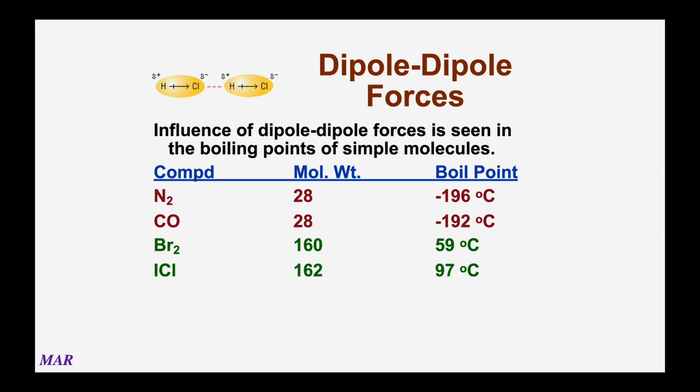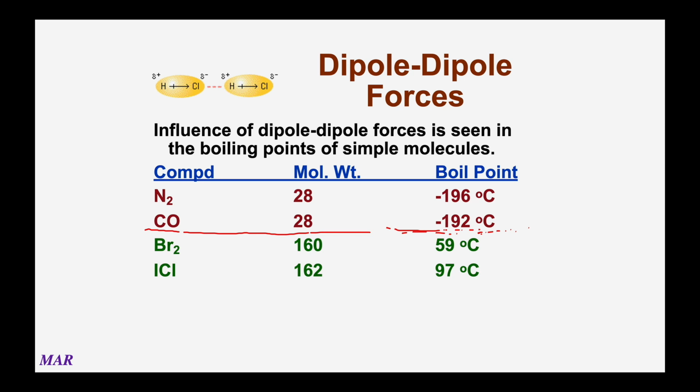Here's an interesting effect of the dipole-dipole force. And there's essentially a series, two compounds here in brown, and there's also two compounds below in green, all right? And compare the brown ones to the green ones here, all right? So what I mean by that is N2 and CO. When it comes to boiling, all right, there's basically two factors that affect boiling points.